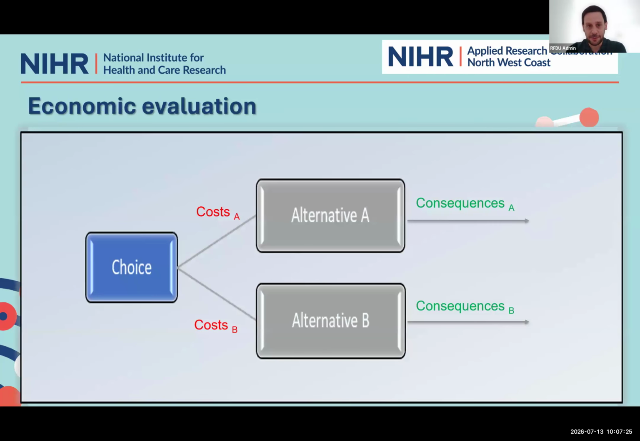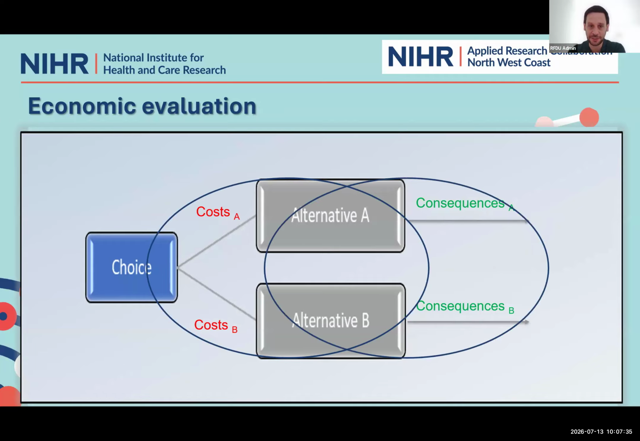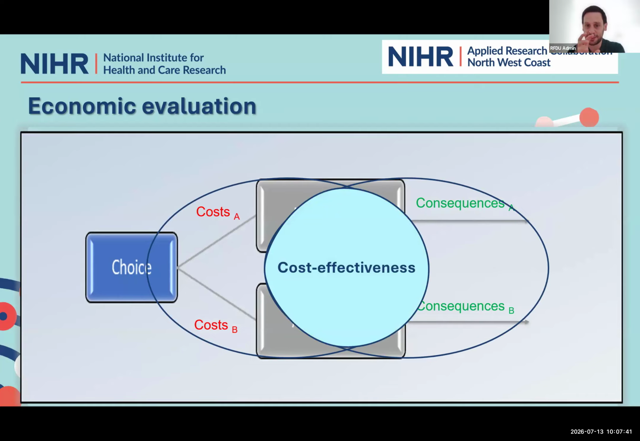Okay, this is the diagram you will be bored of looking at by now. It's just the typical choice we have between the two alternatives with cost and consequences. We looked at cost in session 3, we looked at outcomes in session 4, and now we're going to look at the cost effectiveness together. So we're going to try and make sense of this joint analysis between cost and effectiveness.